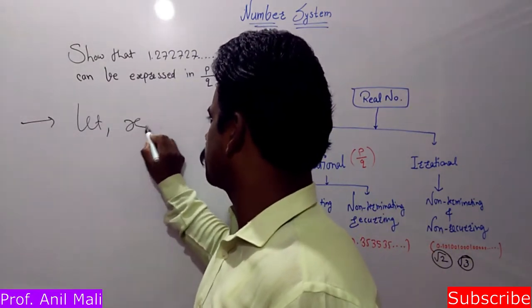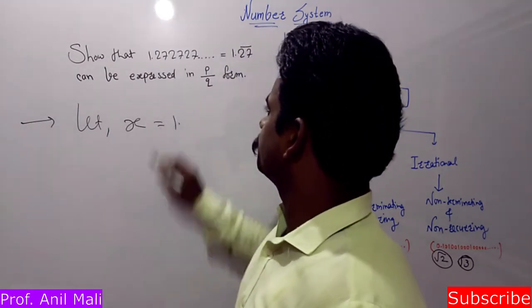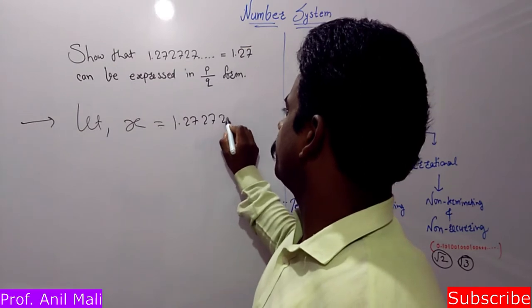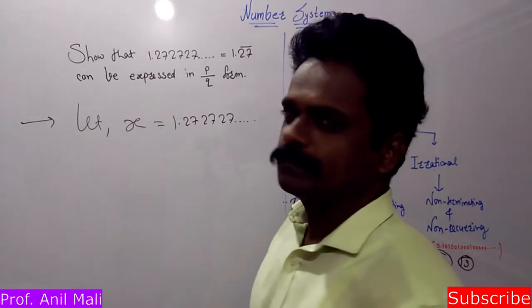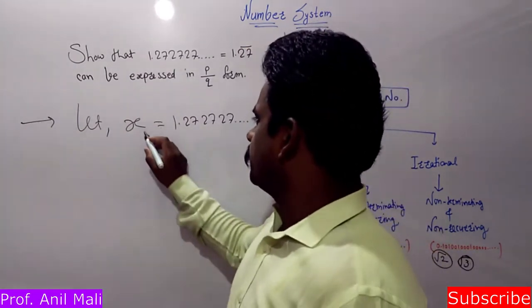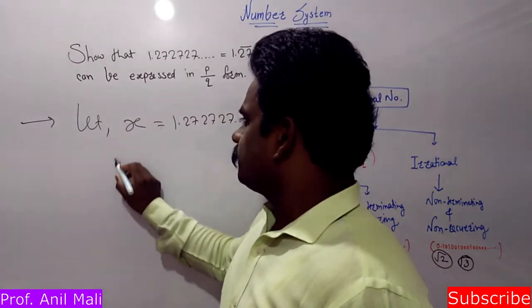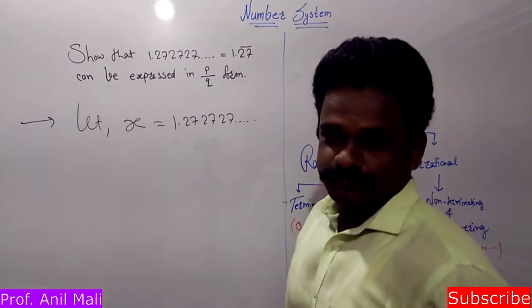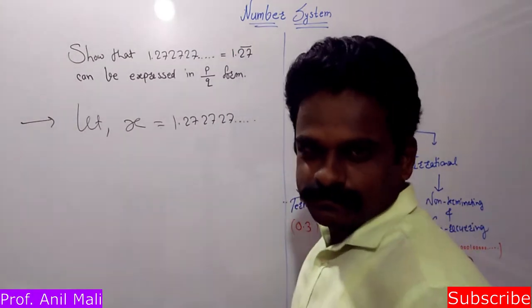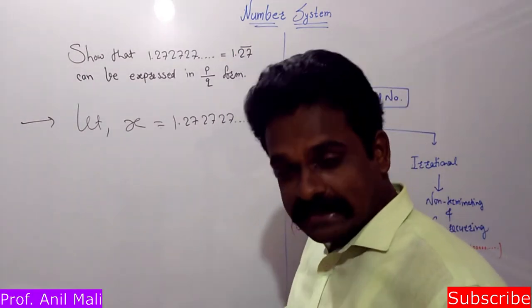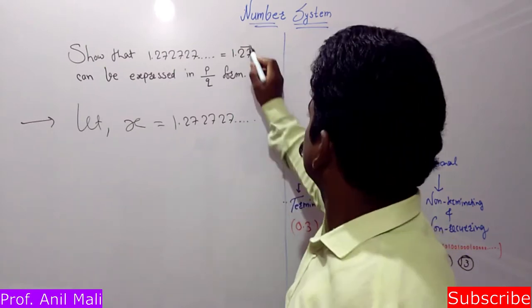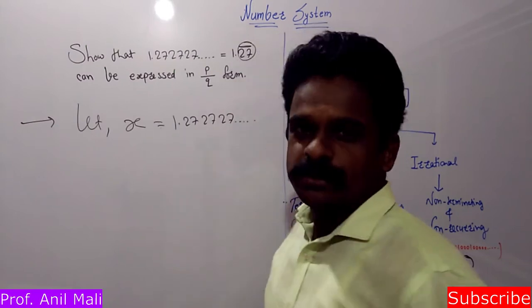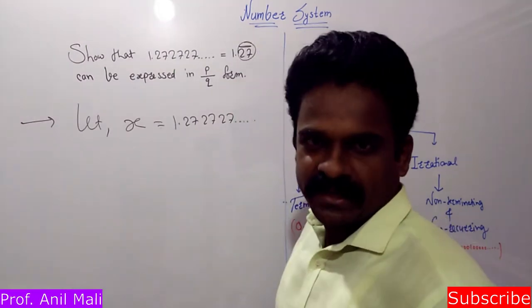So let x is equal to 1.27, 27, 27 and so on. Okay, no problem. Now tell me how many digits are recurring digits, meaning the digits that are going to repeat again and again. So under the bar only 2 digits are recurring digits.